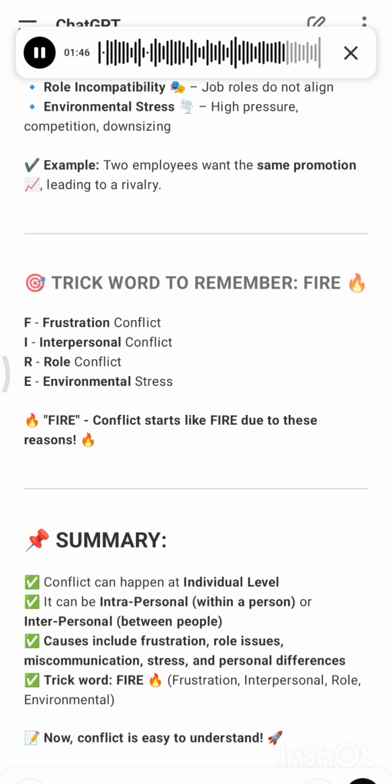Summary, conflict can happen at individual level. It can be intrapersonal, within a person, or interpersonal, between people. Causes include frustration, role issues, miscommunication, stress, and personal differences. Trick word, FIRE: frustration, interpersonal, role, environmental. Now, conflict is easy to understand.